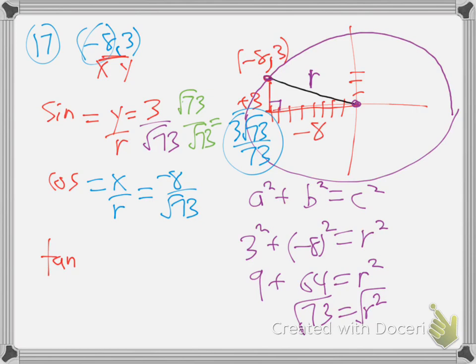I see how I found the radius there? I just went back 8, up 3. So that's a right triangle. Found the radius with the Pythagorean theorem. And remember, sine is y over r. Cosine is x over r. Normally, r is just 1 on the unit circle, so we don't have to do this. But they're specifically giving me a point not on the unit circle.